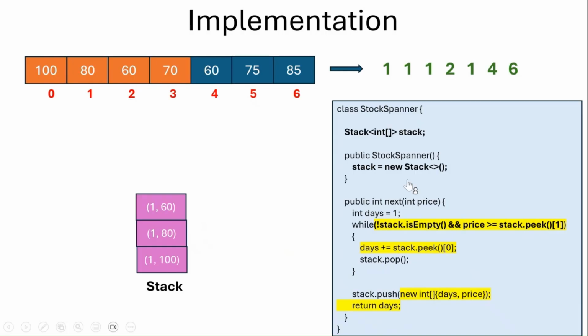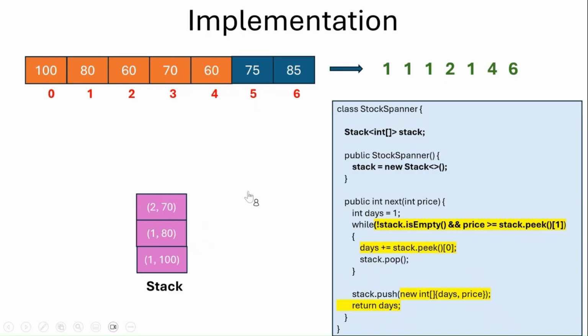But now when the day comes with the stock price 70, the stack is not empty, and 70 is greater than the previous day stock price. So we'll go into the while loop. So 1 for the current day, 1 plus 1, which is 2. So now the days becomes 2. We'll remove the entry from the stack. We'll come back to the beginning of the while loop again. Now 70 is not greater than 80. So we'll come out of the while loop, and we'll push the entry for the current day to the stack, which is 2 comma 70, and that 2 we will return as an output.